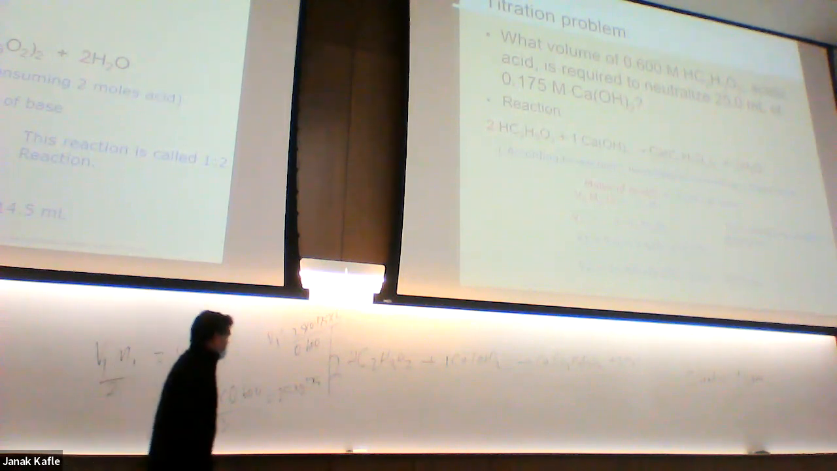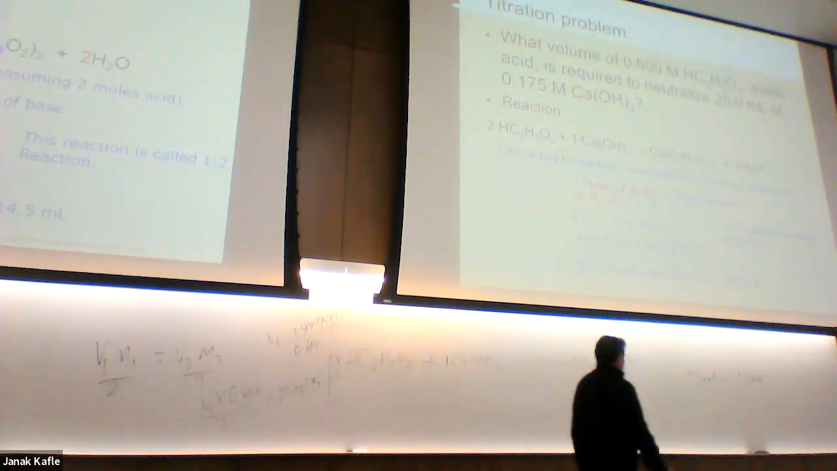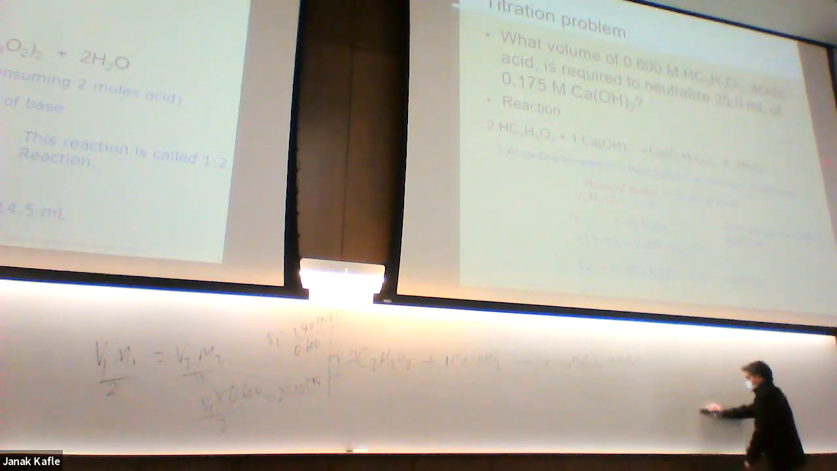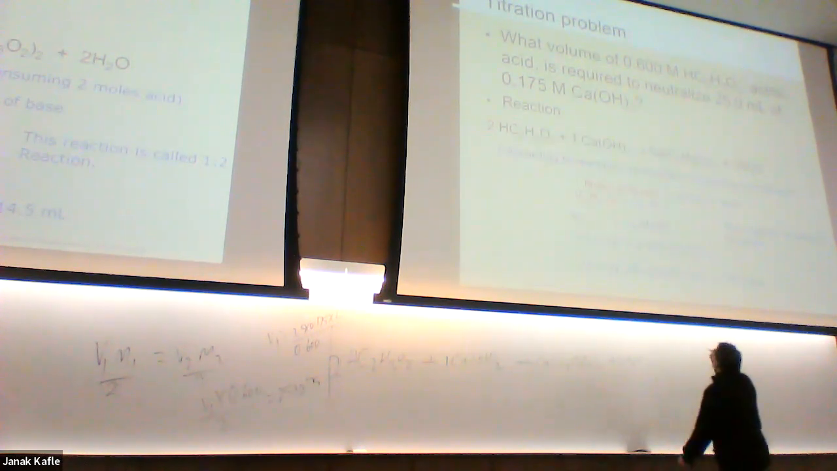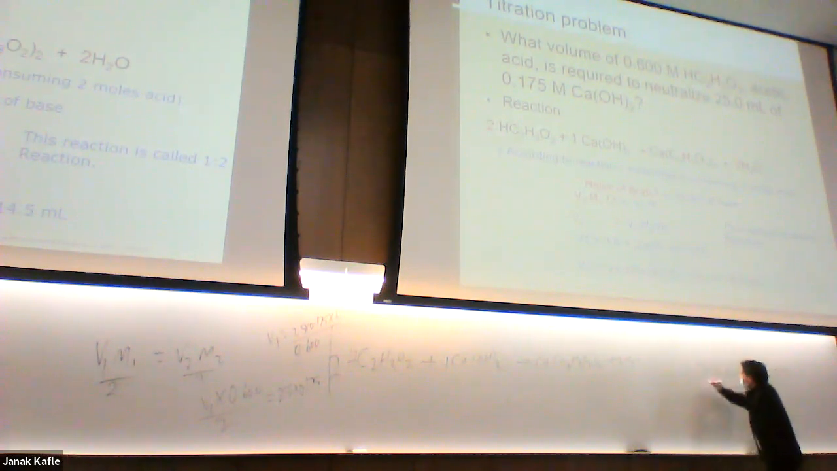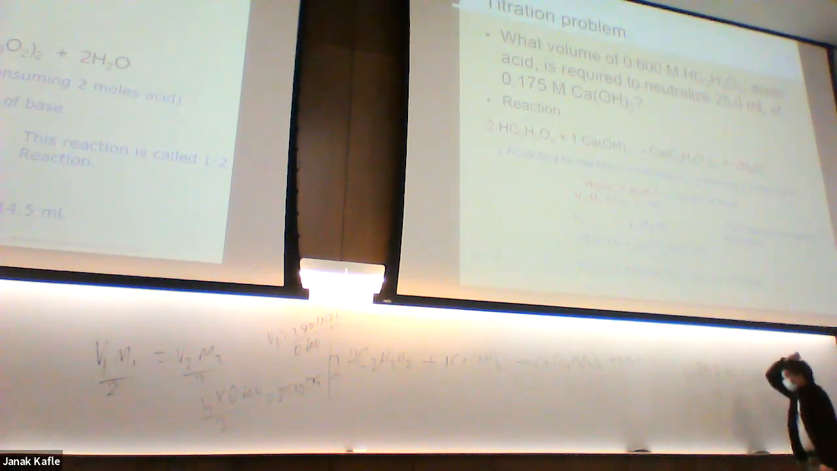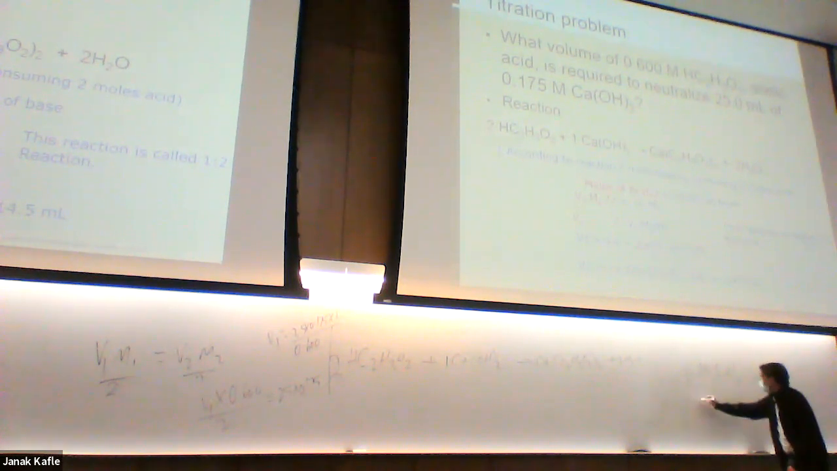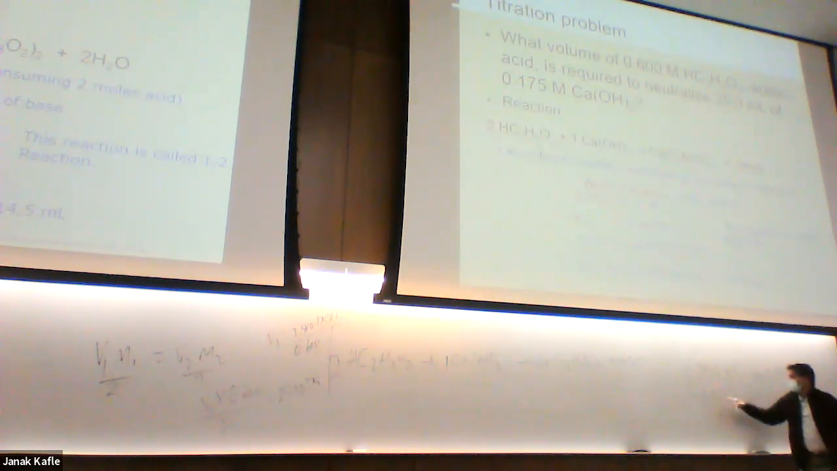Another way I could do this. So let's see another way. So what I could do is like this. How many moles do I have here? 25 milliliter, 25.0 milliliter of solution. The molarity is 0.175. This is the molarity. This is the volume. So how many moles here? So I can convert this milliliter to liter. So that comes to be 0.025 liter, right? So milliliter to liter.